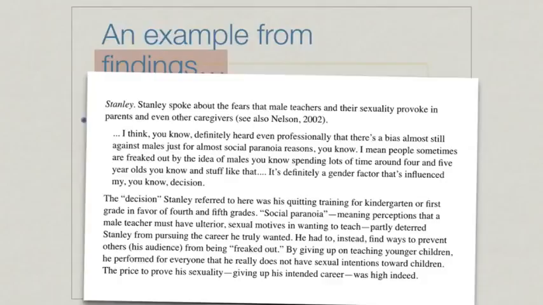The decision Stanley referred to here was his quitting training for kindergarten or first grade in favor of 4th and 5th grades. Social paranoia, meaning perceptions that a male teacher must have ulterior sexual motives in wanting to teach, partly deterred Stanley from pursuing the career he truly wanted. He had to, instead, find ways to prevent others, his audience, from being freaked out. By giving up on teaching younger children, he performed for everyone that he really does not have sexual intentions toward children. The price to prove his sexuality, giving up his intended career, was high indeed.